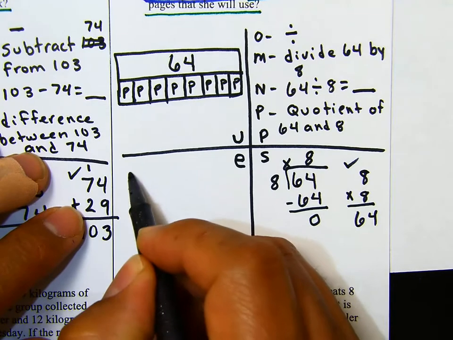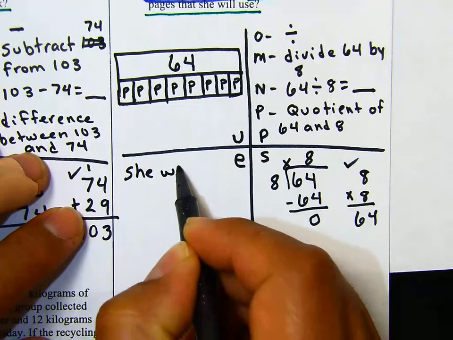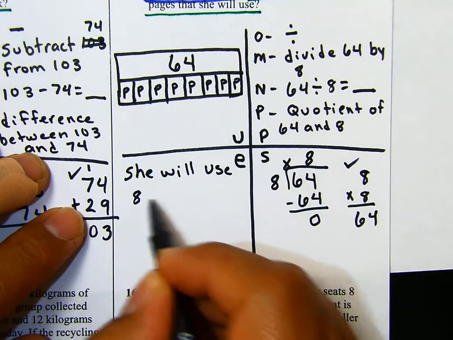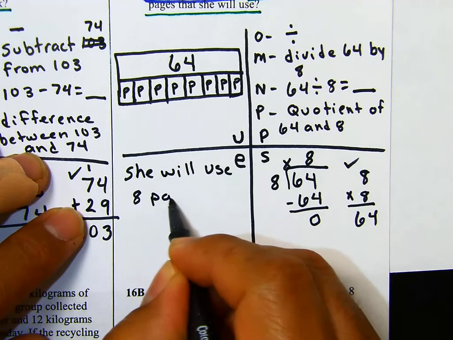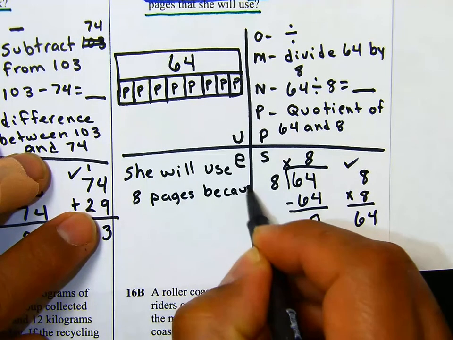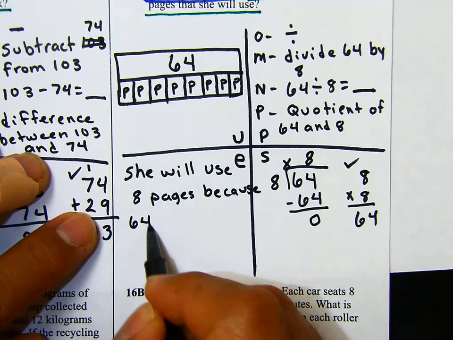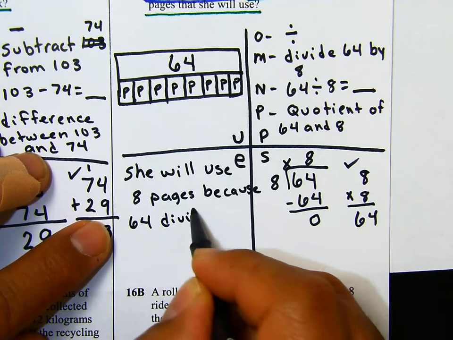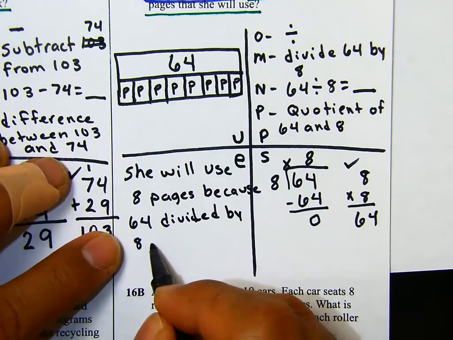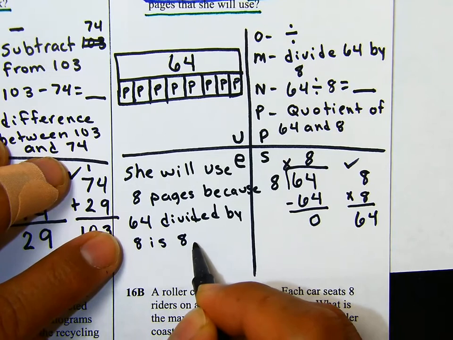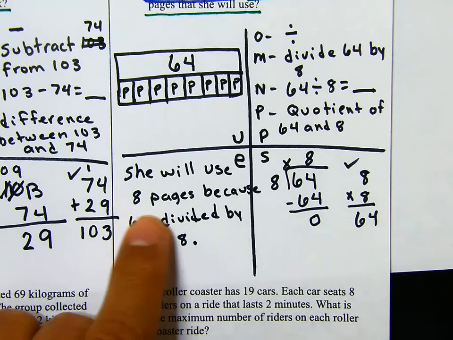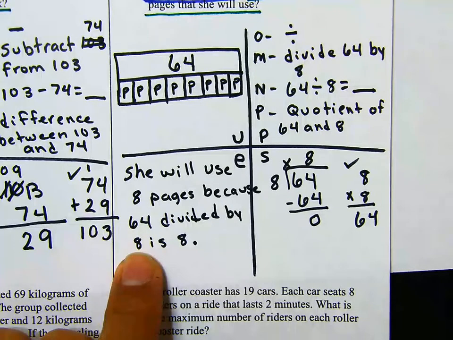We can write, she will use 8, because that's our answer, pages, and then we say why, because 64 divided by 8 is 8. And that is our OPSI model. She will use 8 pages because 64 divided by 8 is 8.